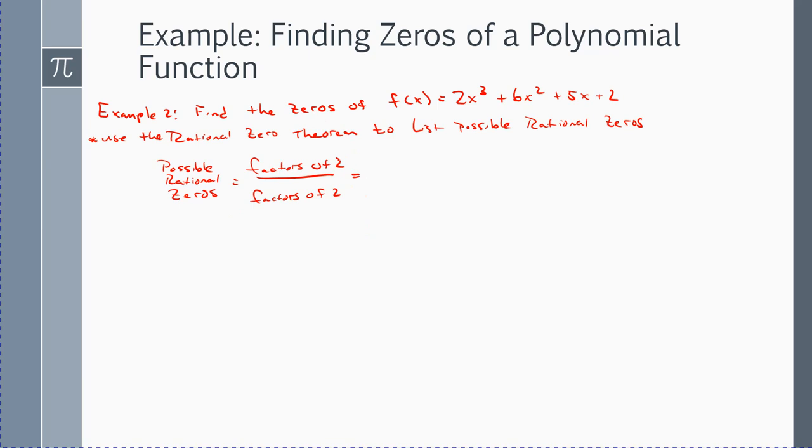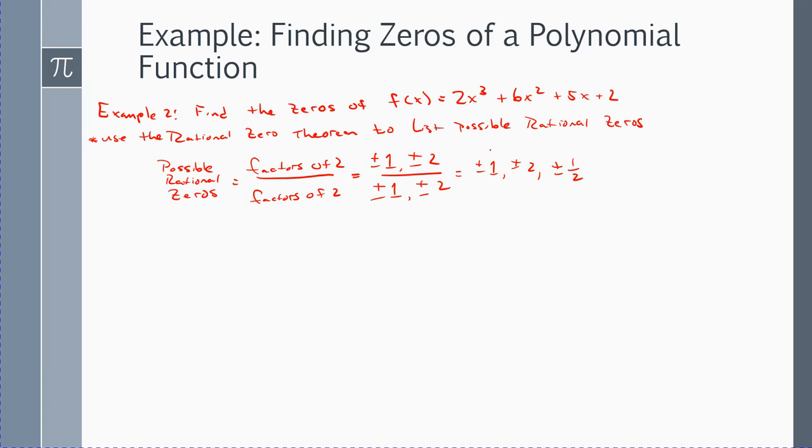So factors of 2 are going to be plus and minus 1 and plus and minus 2, and also the same thing down here. So plus and minus 1, plus and minus 2. All right, there's a ton of them here. It could be plus or minus 1, it could be plus or minus 2, and then it could also be plus or minus 1/2. All right, so you have 6 different ones, okay?